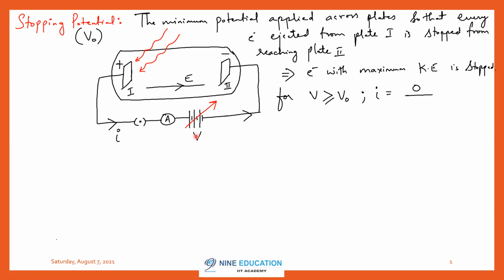Then if you keep on increasing this voltage, it will reach a certain value, which is called V0. At that voltage, the electrons emitted from this positive plate will not reach the negative plate. That minimum potential is called stopping potential. So if this external potential is greater than or equal to the stopping potential, then current is equal to 0 because electrons are not reaching the other side. Let's see the calculation.